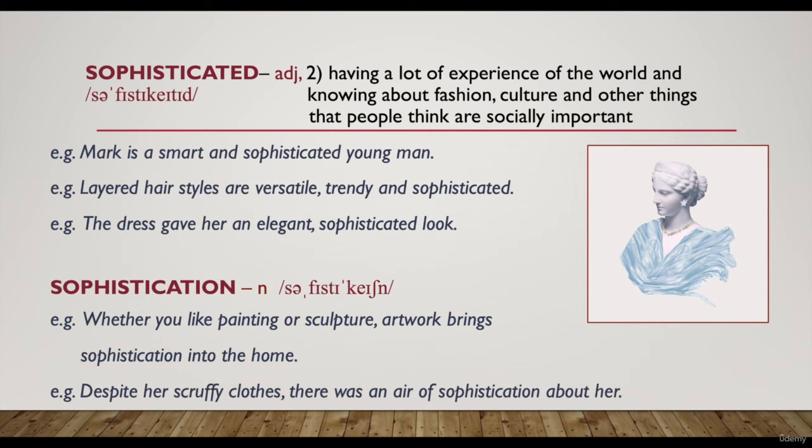And the second example, despite her scruffy clothes, there was an air of sophistication about her. This means that this woman was wearing not very tidy clothes. She didn't look very good, but there was still something sophisticated about her. So, from looking at her, you could see that she had some experience of the world, and she was maybe a gentle woman. She knew some things about fashion or culture. And when we say that there was an air of sophistication about her, that means it's something positive, despite the scruffy, untidy clothes.